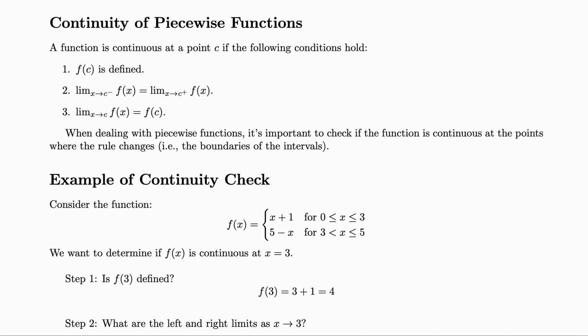Hey everyone, welcome back. In this video, we are going to continue our review of piecewise functions for AP Calculus. Specifically, this video is going to focus on continuity. So let's go ahead and jump right in.